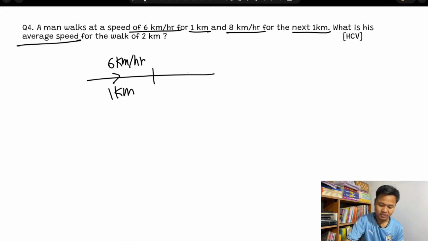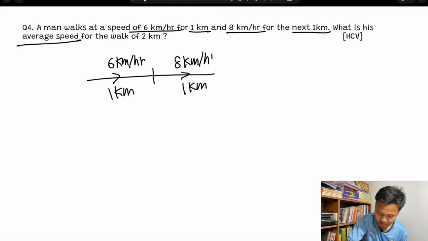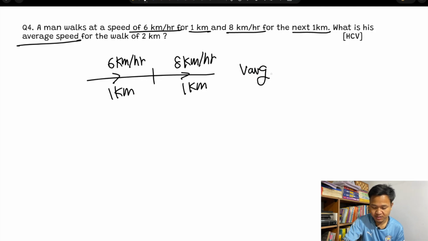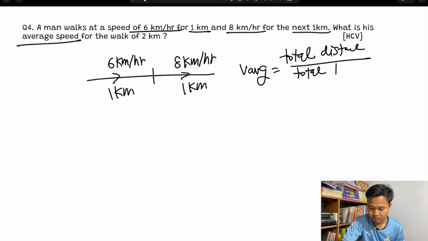Okay, for the next 1 kilometer he walks with 8 km per hour. Now we need the average speed formula. Average speed is nothing but total distance by total time. So these two are required. First, total distance.